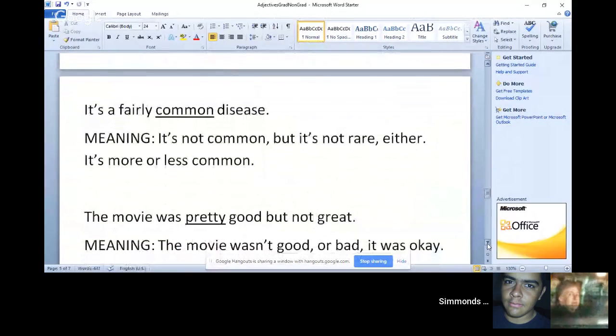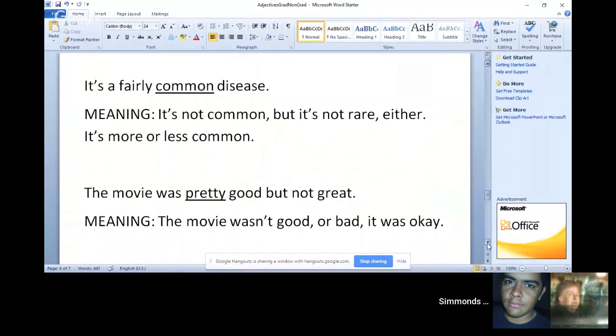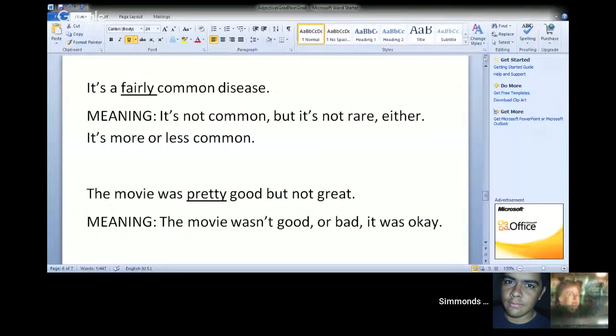So here we have some examples, okay? So it's a fairly common disease. Oh, I wanted to underline the intensifier. So fairly common, meaning it's not common, but it's not rare either. It's more or less common. And this is where I was saying that fairly, to be fair, is 50-50. It's equal. So that's where I'm coming up with this 50%, if that makes sense.